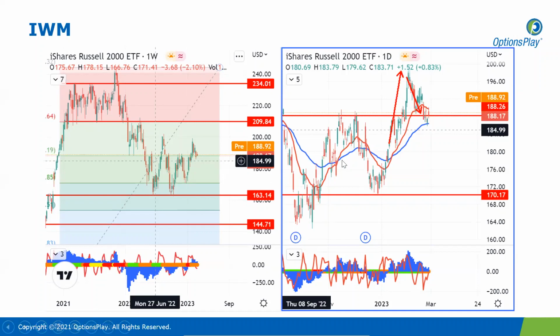If price breaks below that level, you have around 180 as a potential minor area of support, but 170 would be the major area of support, which would be the 50% fib level here on the weekly time frame as well.